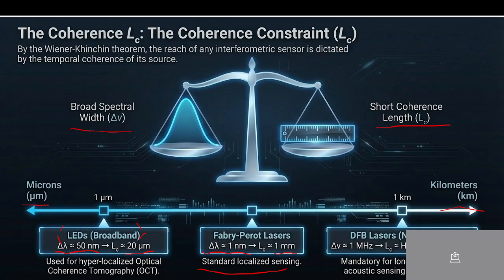While we are dealing with only the coherence length, we can go up towards the FBG lasers, which are narrowband, with del nu equal to 1 megahertz and LC of a few hundreds of meters. This is mandatory for long range pipeline acoustic sensing, which is phase OTDR.